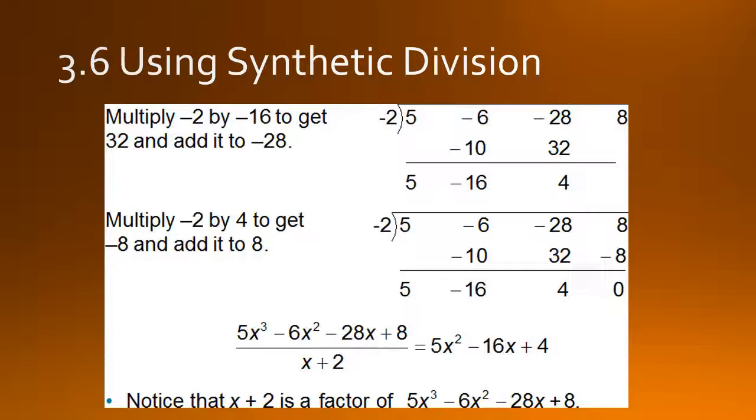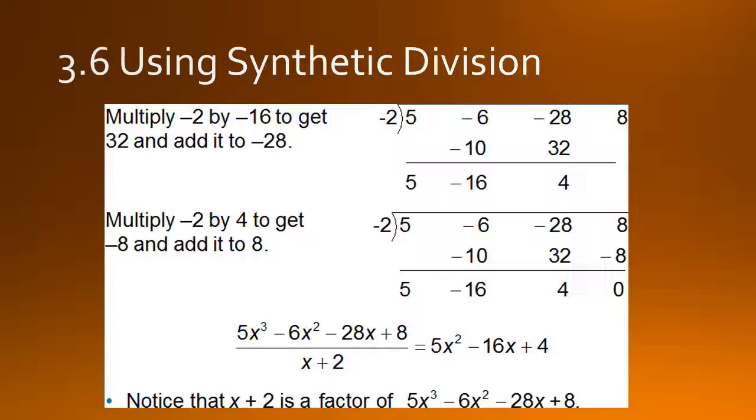Okay, next we multiply the -16 times the -2, and that gives us 32. -28 plus 32 is 4. Now multiply the 4 times -2. 4 times -2 is -8, and we get 0. So 5x to the third minus 6x squared minus 28x plus 8 over x plus 2 equals 5x squared minus 16x plus 4. Notice that we've lowered our power by 1 because we divided x to the third by x, so we're going to have an x squared, and we have no remainder this time.